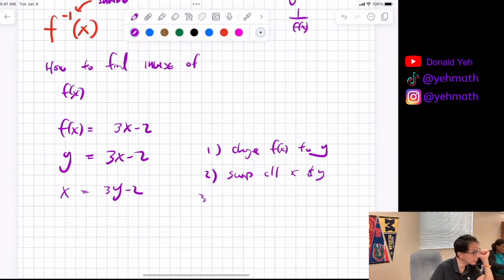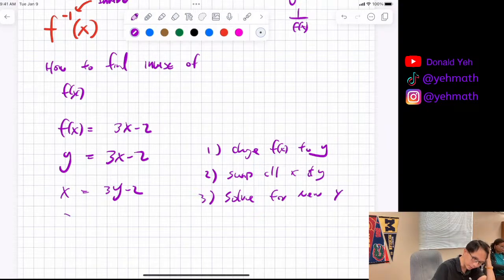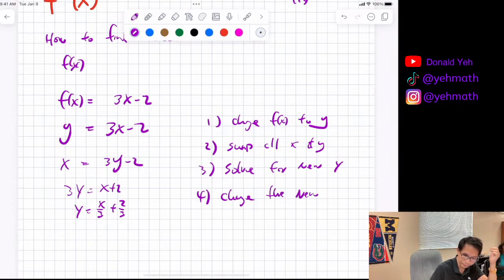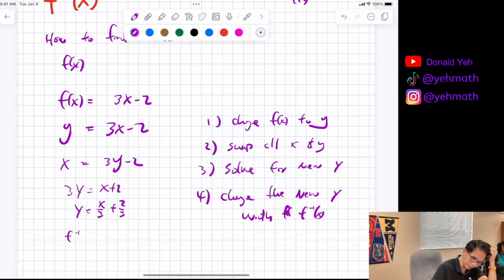Does that make sense? Third, solve for y. Solve for the new y. So that is going to be 3y equals x plus 2. Y equals x over 3 plus 2 over 3. I split them. Fourth, change the new y with f inverse of x. So f inverse of x equals x over 3 plus 2 over 3.